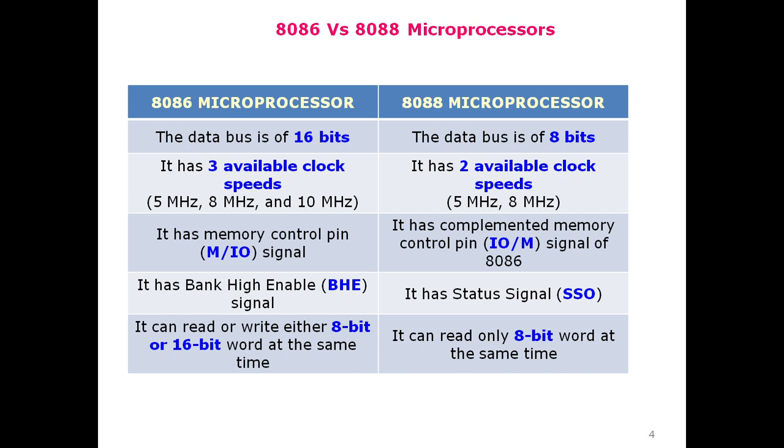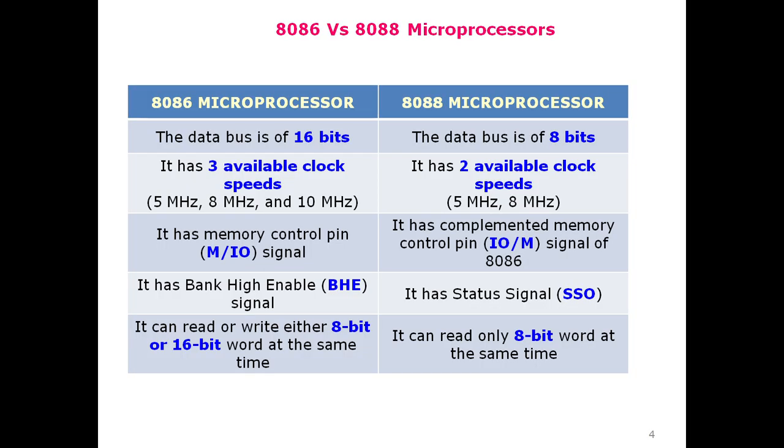Here are some major differences between the 8086 and 8088 microprocessors. Both of these microprocessors are used in general purpose computers, and both are 16-bit microprocessors. By 16-bit microprocessor, we mean that the internal registers are 16 bits wide, but still the data bus in these two microprocessors is different. The data bus is 16 bits in the 8086 microprocessor, while the data bus is 8 bits in the 8088 microprocessor.